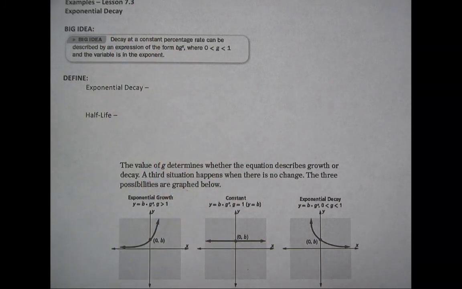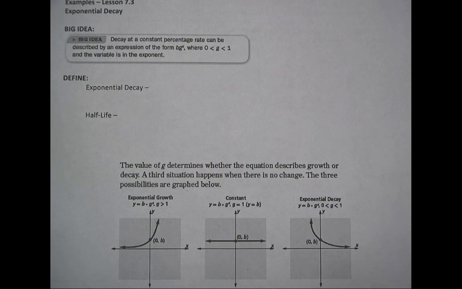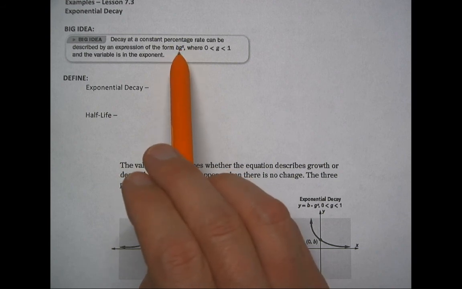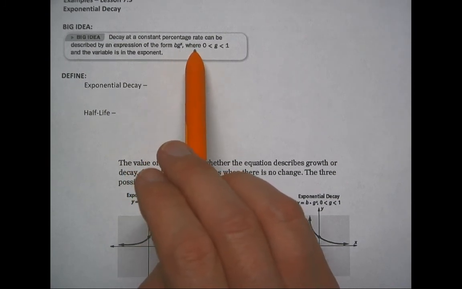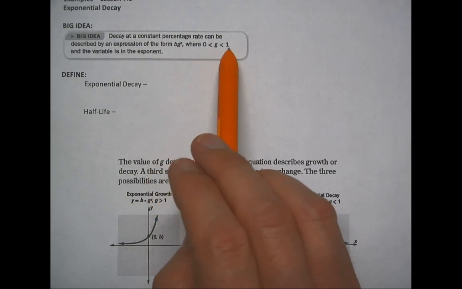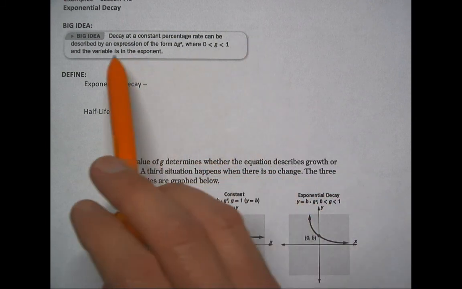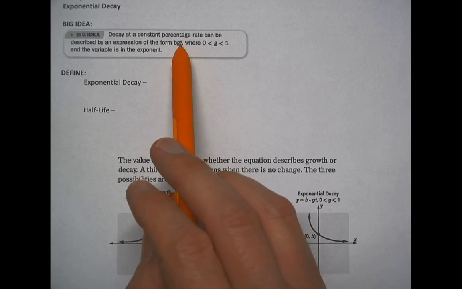All right, so it's actually going to be using the same formula that we were looking at. So our big idea, decaying at a constant percentage rate, can be described by an expression of the form b times g to the x, which looks very similar to what we did for exponential growth. But if you remember, for exponential growth, g had to be a number greater than 1. So for decay, g is greater than 0, so we're not looking at negatives, but less than 1. So numbers between 0 and 1, you're talking about fractions, decimals. And the variable is in the exponent. That's what's changing. And we've talked about that's the time.